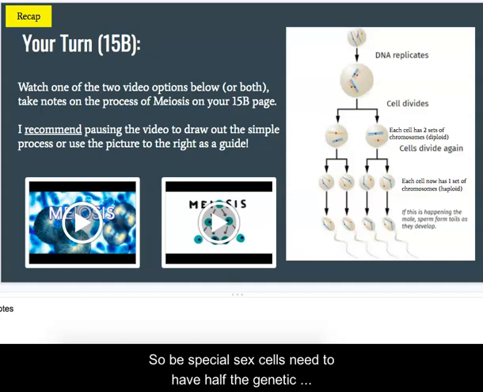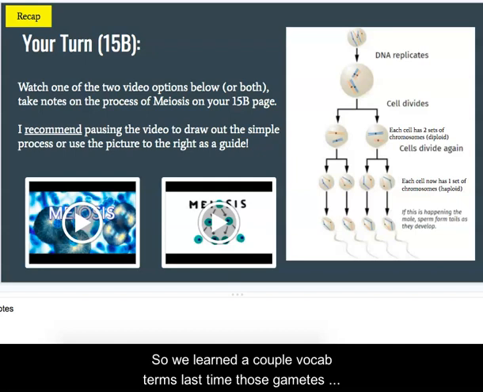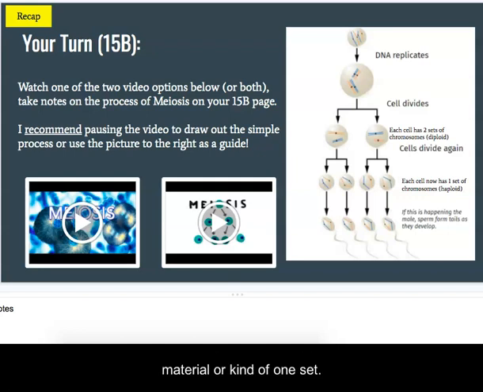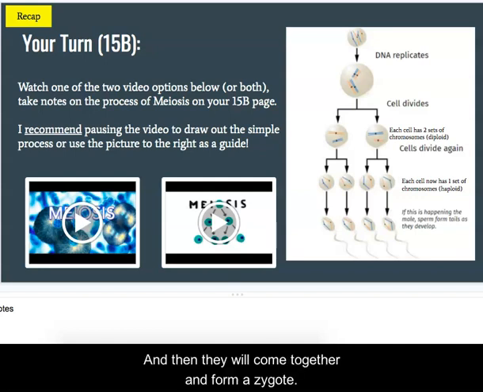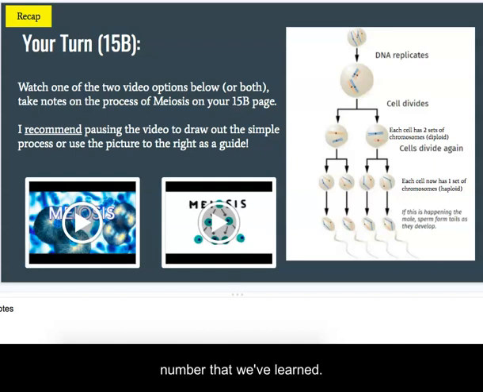So these special sex cells need to have half the genetic material so that when they come together, we get back up to that full set. We learned a couple vocab terms last time. Those gametes or sex cells are haploid. They have half of the total genetic material, or one set of 23 chromosomes. And then they will come together and form a zygote, which is diploid, or having two complete sets, that total 46 number that we've learned about.